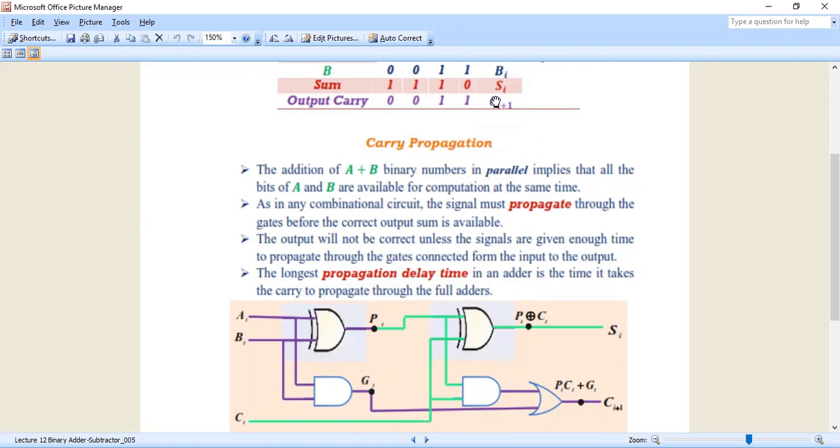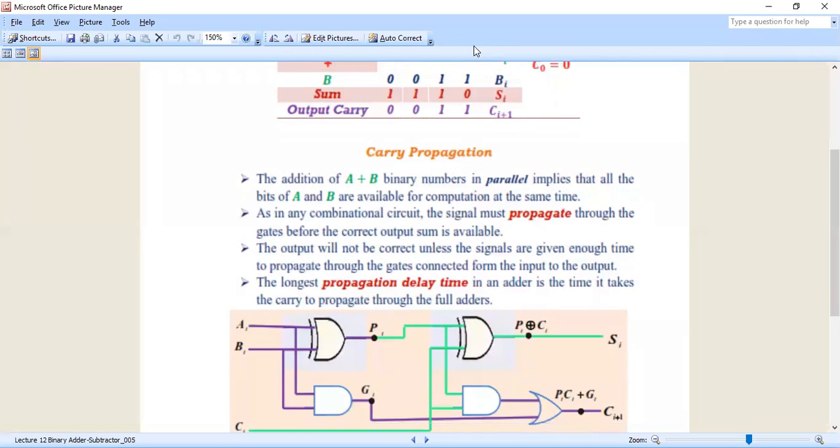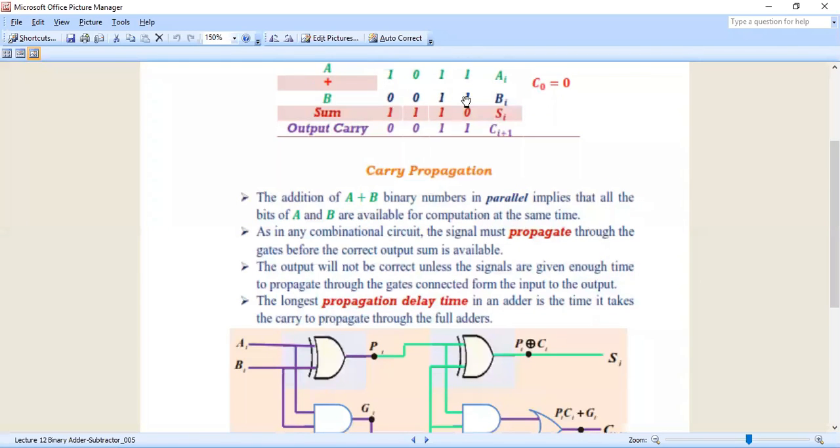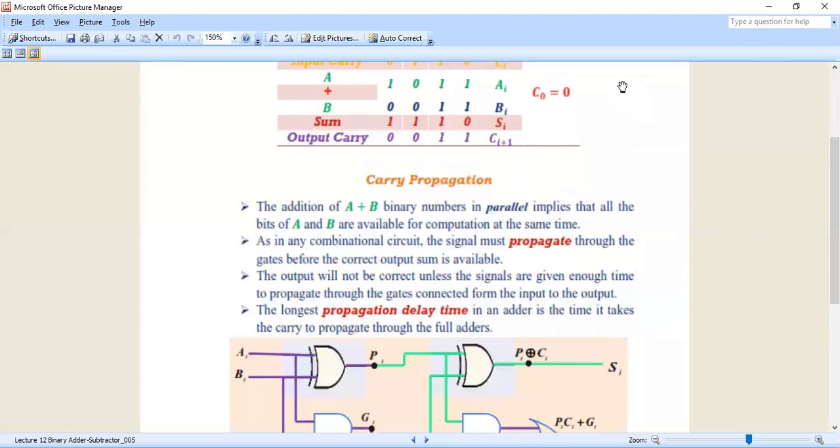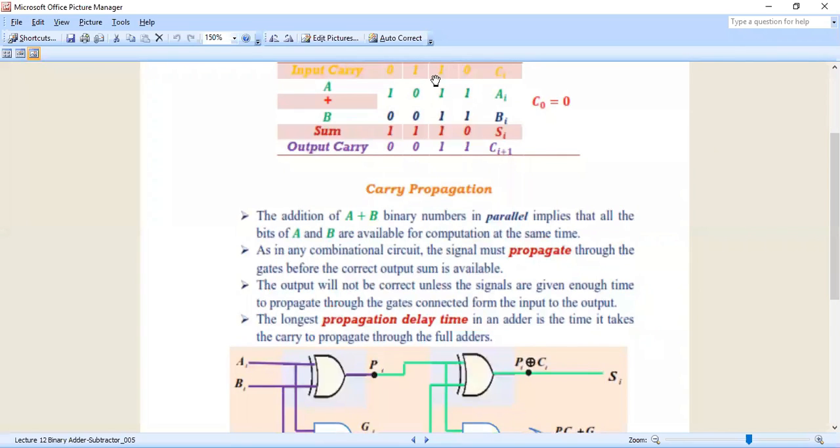So here what happens to the carry propagation? You have to add these two values, that is 1 1. So what does 1 1 do? It will produce 1 0. So then what happens? The carry will be 1 and sum will be 0. So carry 1 comes. So it must take some time to produce the output. That is nothing but carry propagation delay.